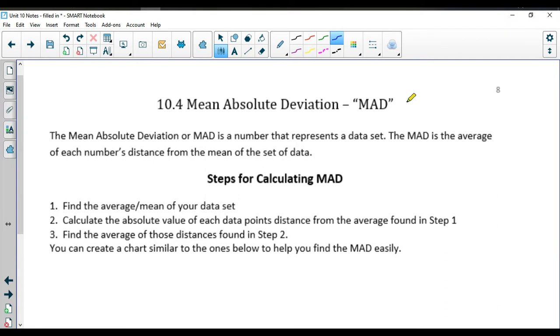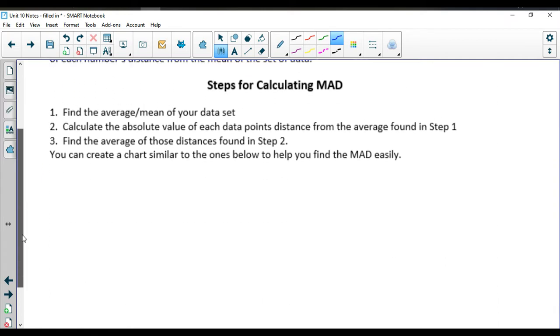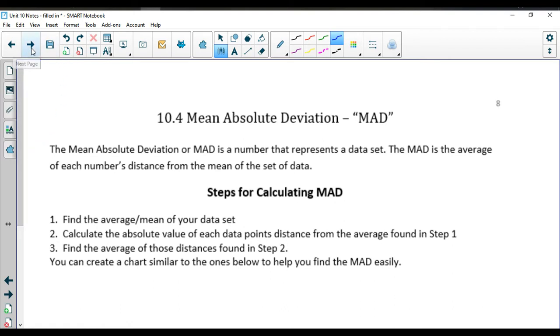So we're going to be looking at, first of all, a set of data, calculating the mean, and then we're going to go through and find out how far away from the mean every single data point in our data set is. And then we'll actually find a mean of all of those distances is really what's going on. So we're going to use a chart that I have down here to help us find the MAD easily.